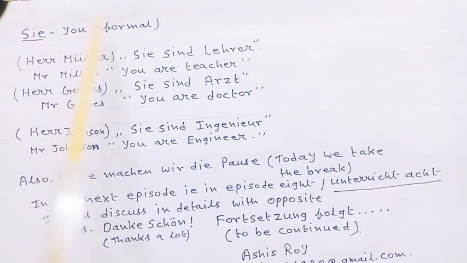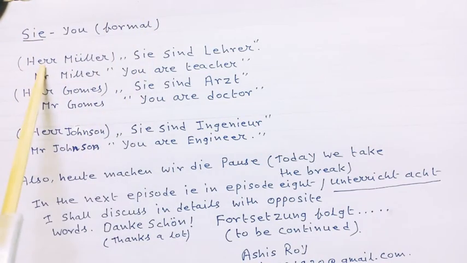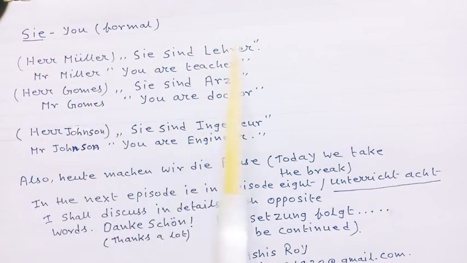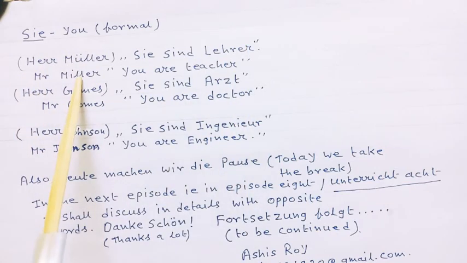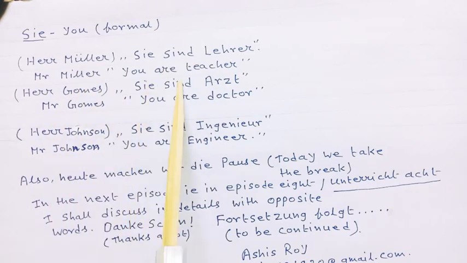Sie, you, formal. Herr Müller, Sie sind Lehrer. Mr. Miller, you are teacher. Herr Gomes, Sie sind Arzt. Mr. Gomes, you are doctor. Herr Johnson, Sie sind Engineer. Mr. Johnson, you are engineer.